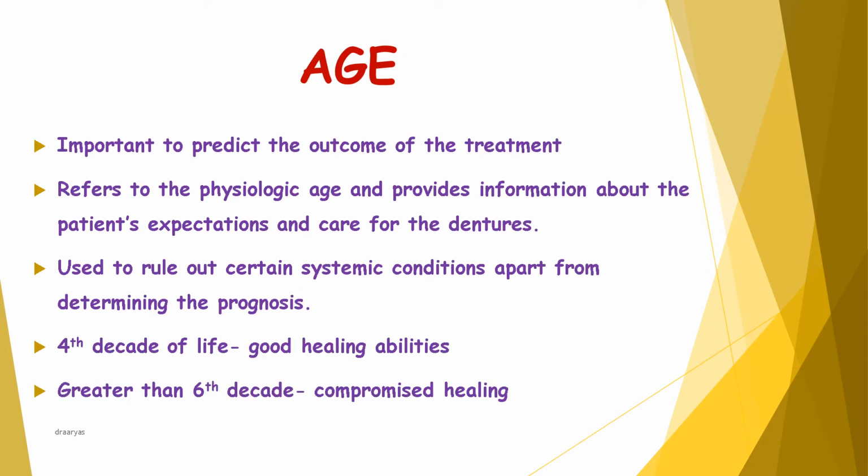So next one is age. It's an indicator of the patient's ability to wear and to use dentures, and it is important to predict the outcome of the treatment. This refers to the physiologic age, and it provides information about the patient's expectations and care for the dentures, and is used to rule out certain systemic conditions apart from determining the prognosis, with good healing abilities shown by patients in their 4 decades of life and greater than 6 decades showing compromised healing.